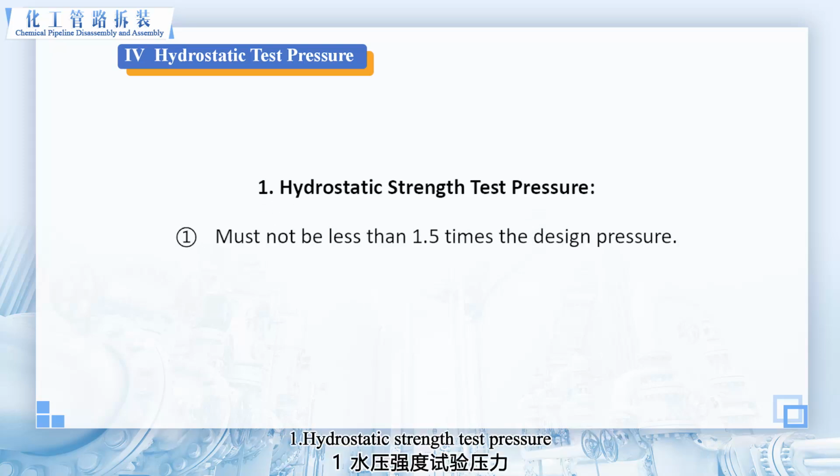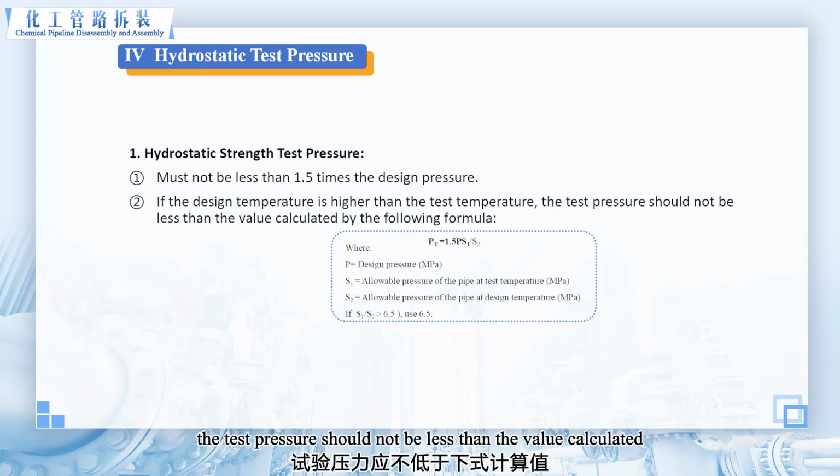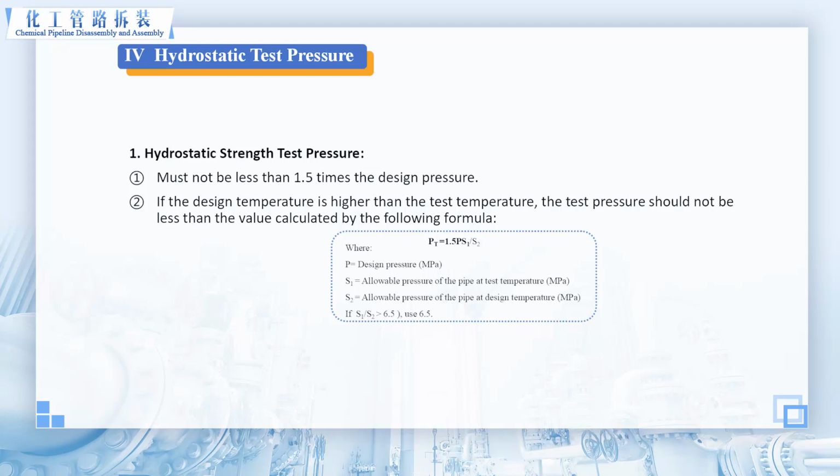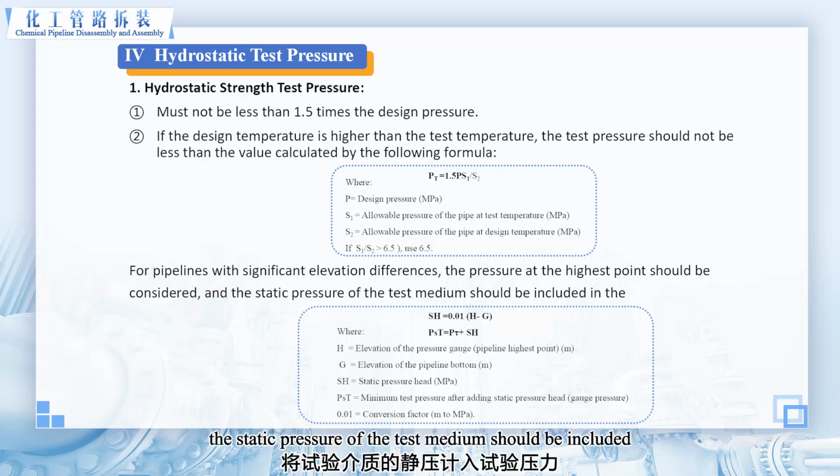First, hydrostatic strength test pressure should not be less than 1.5 times the design pressure when the design temperature is higher than the test temperature. The test pressure should not be less than the value calculated by the following formula. For pipelines with significant elevation differences, the pressure at the highest point should be used as the reference. The static pressure of the test medium should be included in the test pressure.